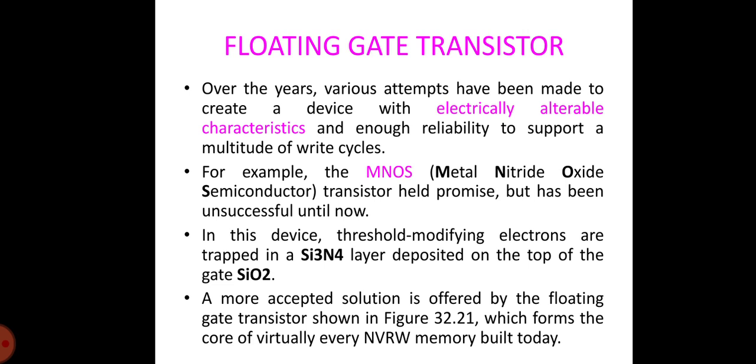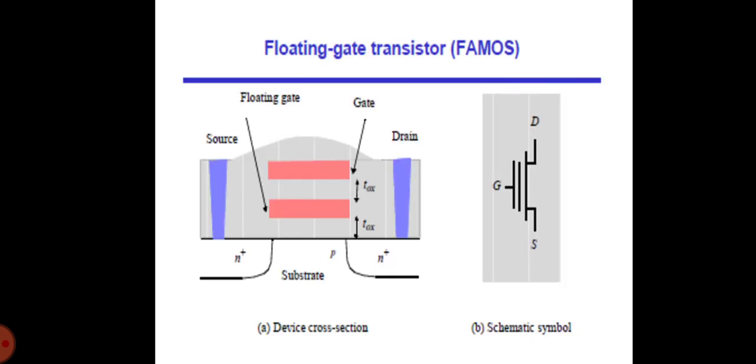A more accepted solution is offered by the floating gate transistor, which forms the core of virtually every NVRW memory built today. The structure is similar to a traditional MOS device except that an extra polysilicon strip is inserted between the gate and the channel, as you can see in this diagram. This strip is not connected to anything and is called the floating gate.